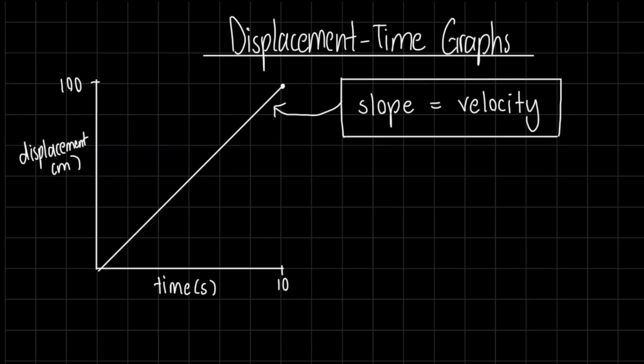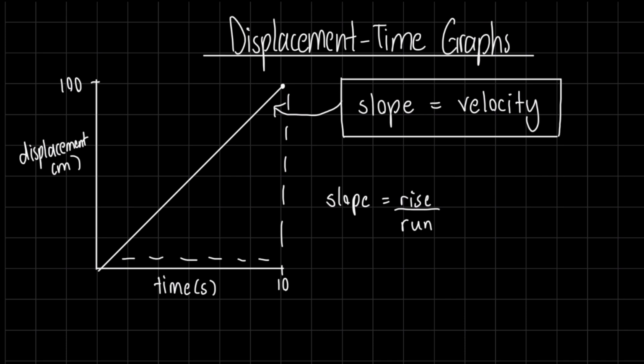So first, we're going to be going over a displacement time graph. Now, the main thing you want to know about a displacement time graph is the slope equals the velocity. This is probably what your teacher taught you to memorize, but I'm going to show you why this is. Now, let's recall in math that slope is just the rise, which is this right here, divided by the run, which is this right here.